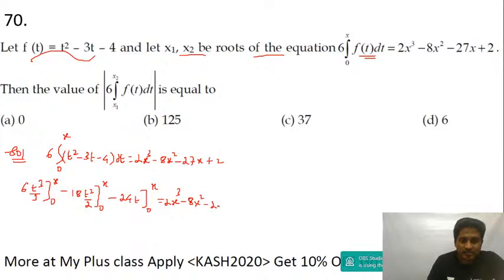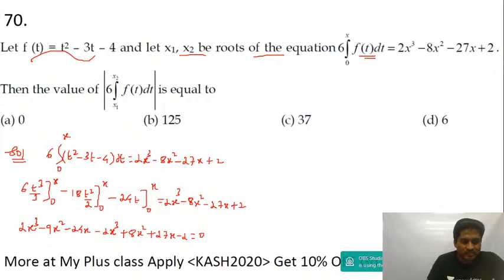This is equal to 2x cube minus 8x square minus 27x, and then plus 2. So this will cancel anyways. 2 times the upper limit is x cube, minus 9 times the upper limit is x square, the lower limit is anyways 0, minus 24x. If you shift to the left side, you get minus 2x cube plus 8x square plus 27x minus 2, and that's equal to 0.